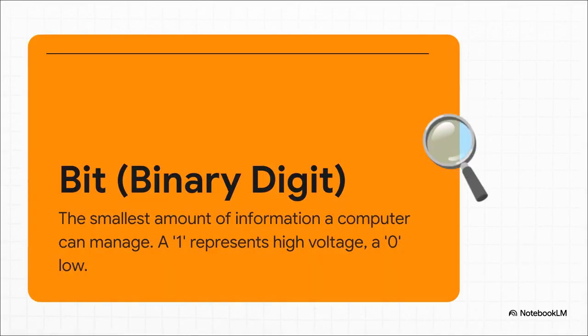To represent those on and off states, we use the absolute smallest piece of digital information there is, a bit. It's short for binary digit, and it's either a 1 to mean on or a 0 to mean off. You can think of a bit as the atom of the digital world. It is the fundamental building block of everything.